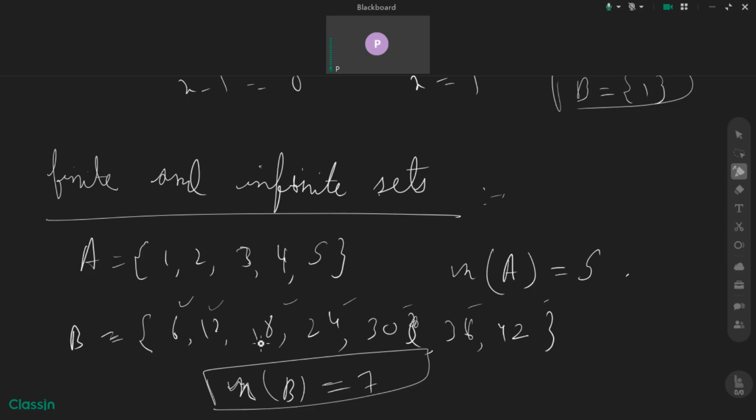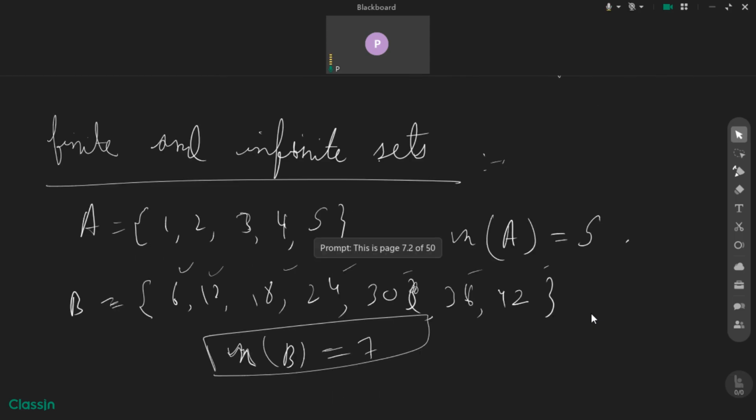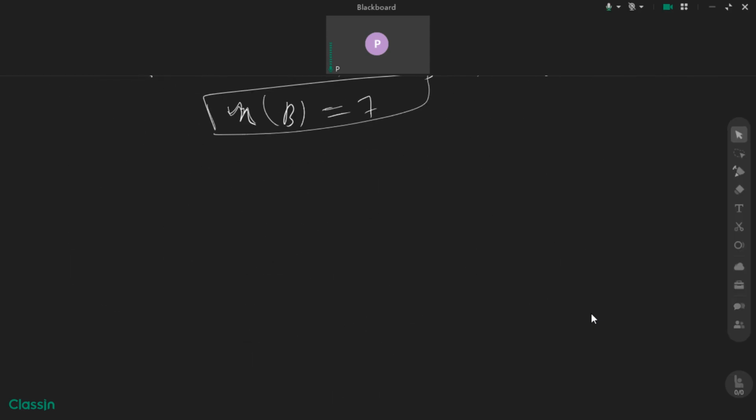Now, if we have a set that has an infinite number of elements that we cannot count, we'll call that an infinite set. For example, the set of all natural numbers. We know how many natural numbers there are: there are infinite natural numbers. So it's an infinite set. Let us take the set of all integers. How many integers are there? There are infinite integers. We cannot count them. So we'll say all these sets are infinite sets.